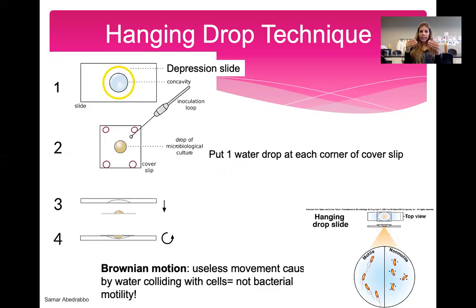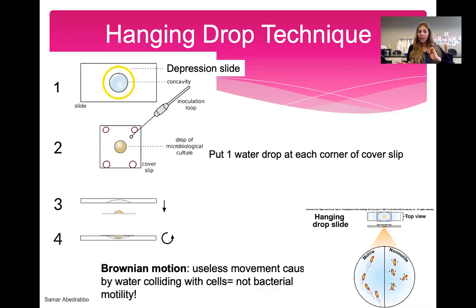So that's the slide that you use. The way you do it is you take a cover slip, and on your cover slip, you put a drop of your culture, and on all four corners, you put a drop of water. Then you take your depression slide and you gently tap it over your cover slip, and you flip it, and you're ready to look at it under the microscope.